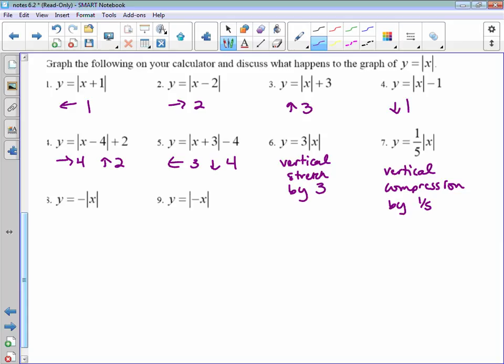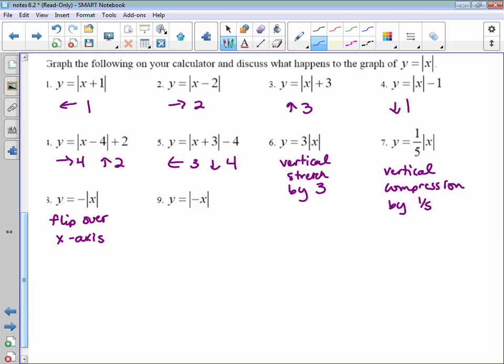All right, 8 and 9, we've got our 2 negatives. One of them is flipping over the x-axis, and one is flipping over the y. But which one is which? The y. The x. Just imagine if negative. That is flip over the x-axis.